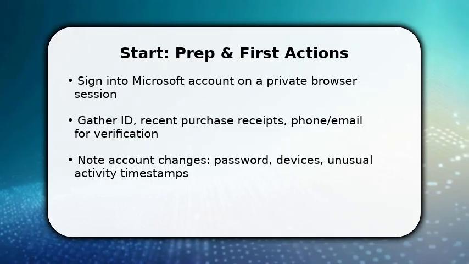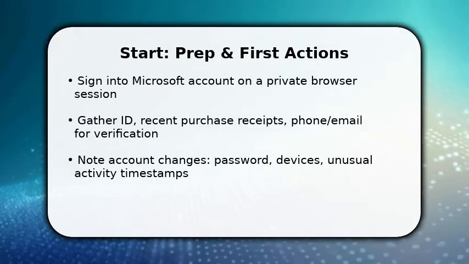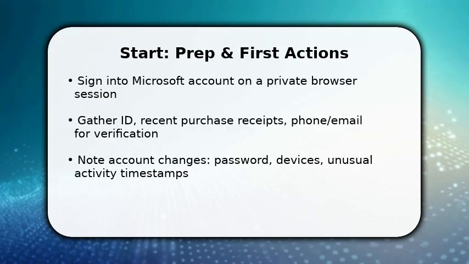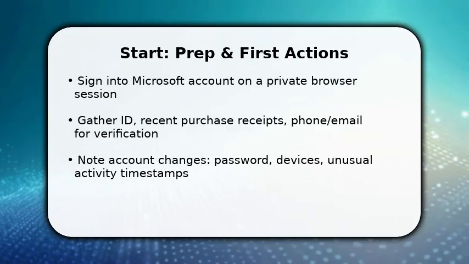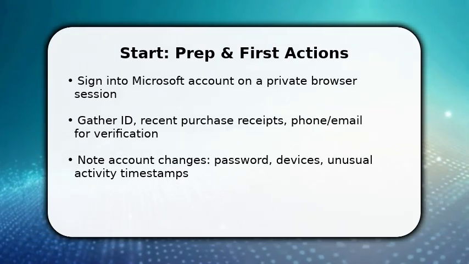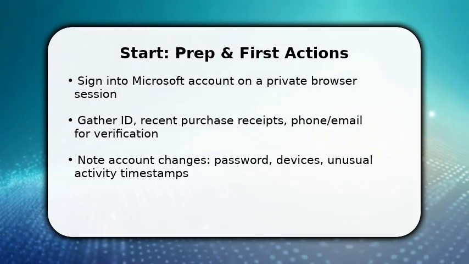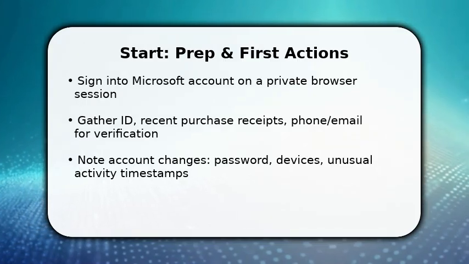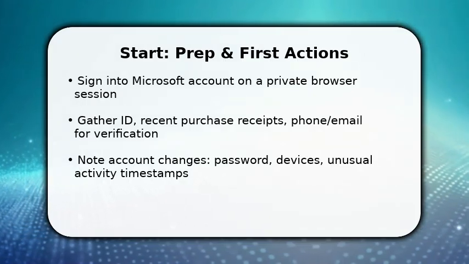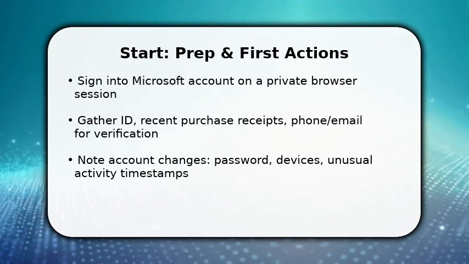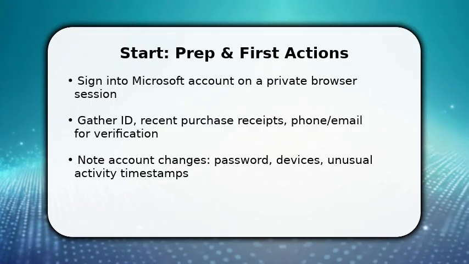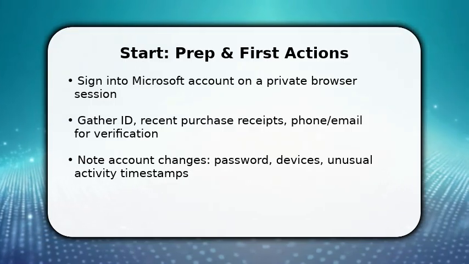Next, compile verification items: government ID or payment receipts, the phone number and recovery email tied to the account, and any device names you used. This speeds verification. If you cannot sign in at all, attempt password reset immediately and log the exact error messages for the next steps. You'll focus on identity verification and removing flags now.